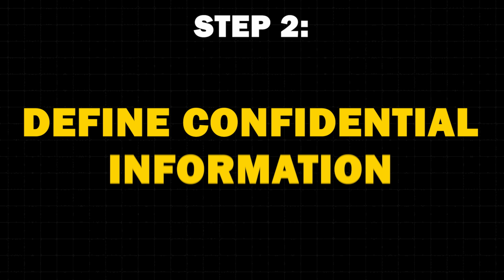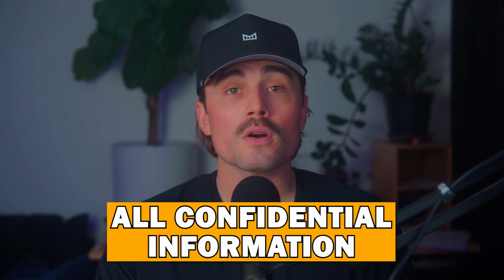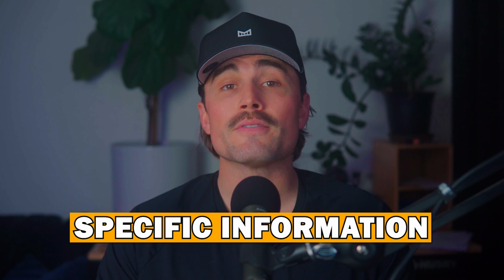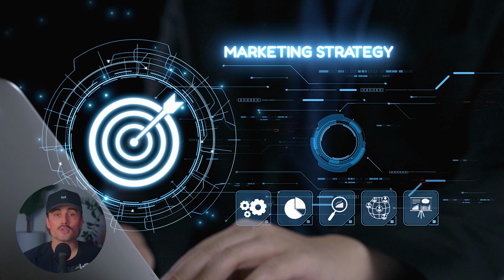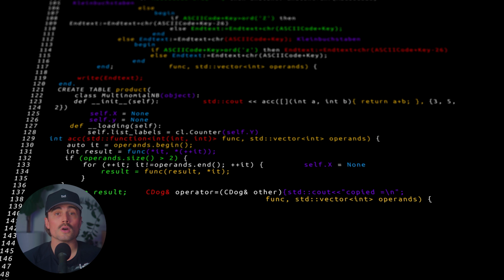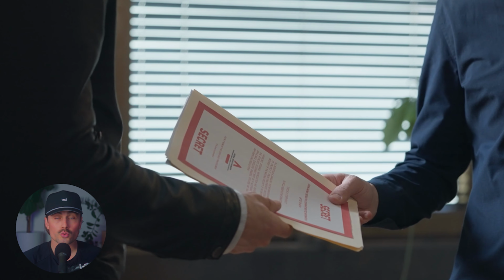Step 2, define confidential information. You'll usually see two different options here: all confidential information, or specific information. Here's my advice. If you want strong protection, define categories clearly. So for example, customer data, financial records, marketing strategies, software code, product designs, trade secrets. The more specific you are, the stronger your agreement becomes. So avoid being lazy here.